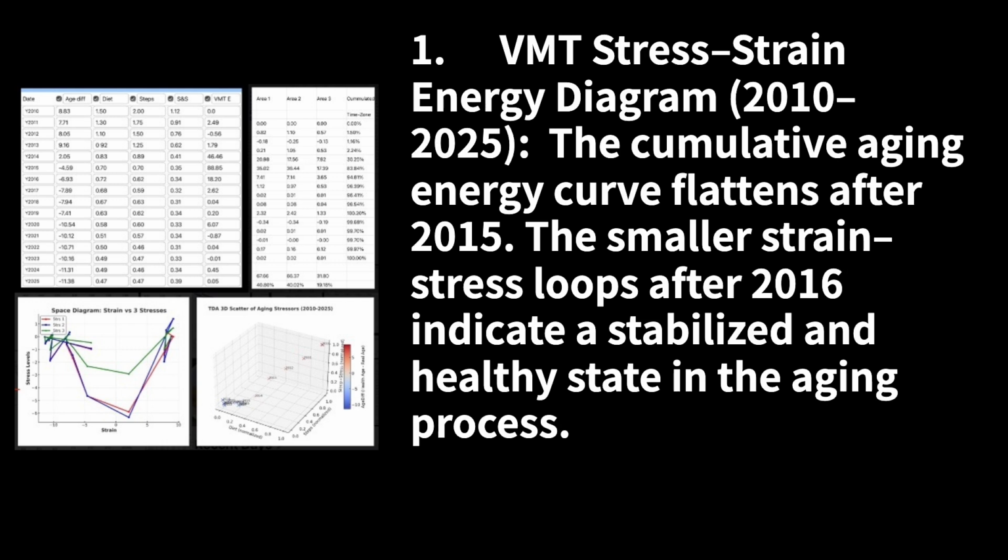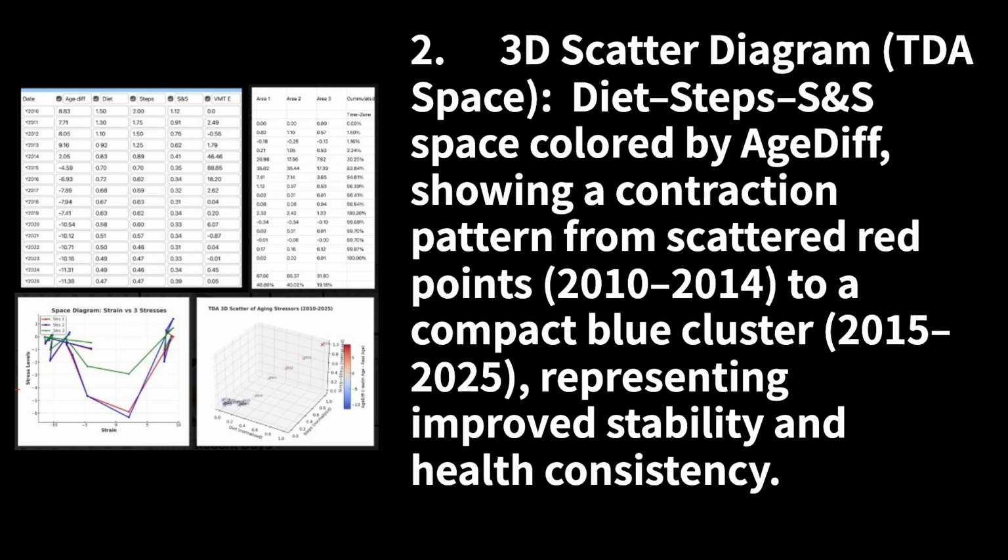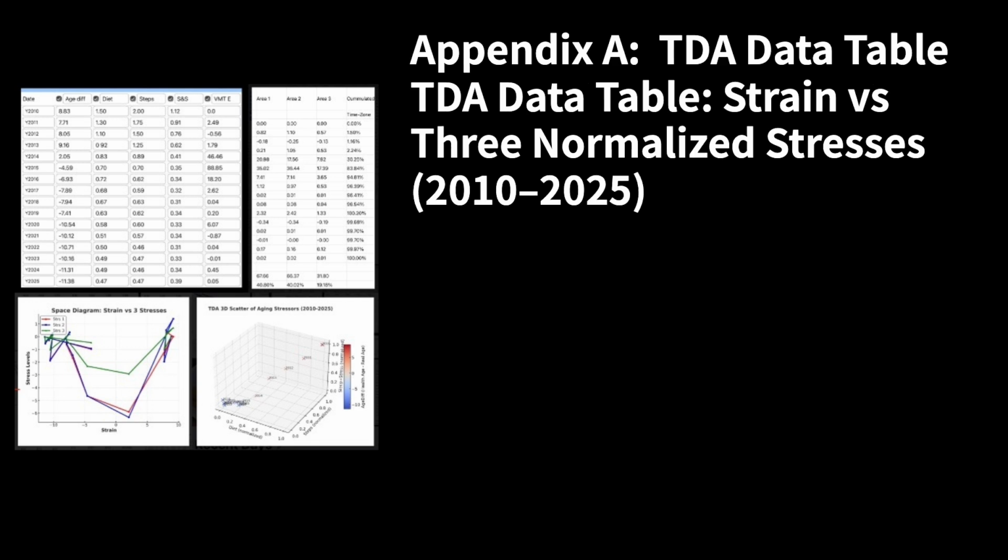VMT stress-strain energy diagram. From 2010 to 2025, the cumulative aging energy curve flattens after 2015. The smaller strain-stress loops after 2016 indicate a stabilized and healthy state in the aging process. 2. 3D scatter diagram, TDA space, diet, steps, S and S space colored by age diff, showing a contraction pattern from scattered red points, from 2010 to 2014, to a compact blue cluster, from 2015 to 2025, representing improved stability and health consistency. Appendix A, TDA data table.